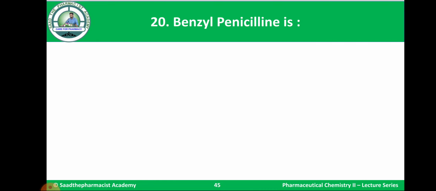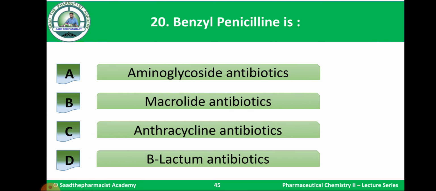Question number 20. Benzyl penicillin is, and the options for this question are A. aminoglycoside antibiotic, B. macrolide antibiotic, C. anthracycline antibiotic, D. beta-lactam antibiotic. And the correct answer for question number 20 is beta-lactam antibiotics.